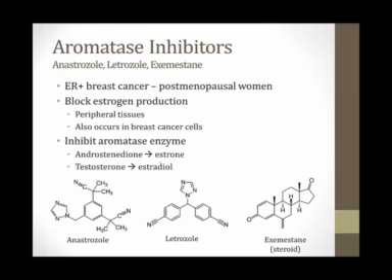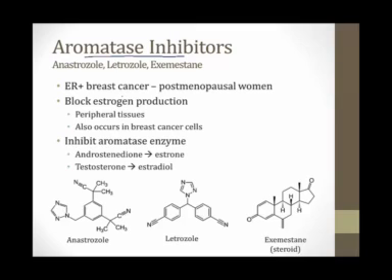So tamoxifen blocks the estrogen receptor, and in doing so, it blocks the effect of estrogen on breast cancer cells. Aromatase inhibitors inhibit the enzyme aromatase, which leads to the production of estrogen, but the goal is the same as for tamoxifen. It's to block the stimulation of breast cancer cells by estrogen.